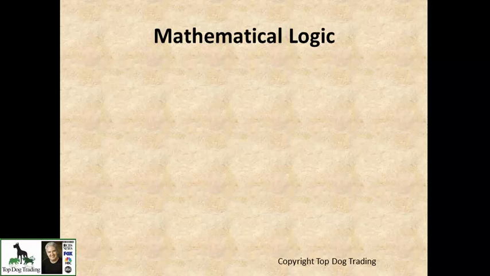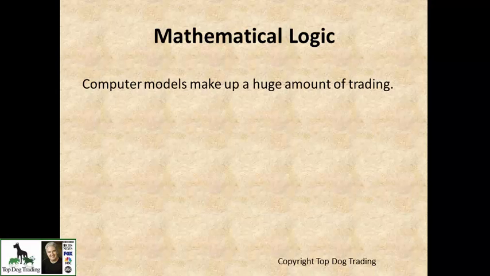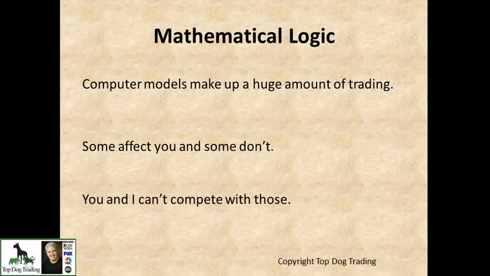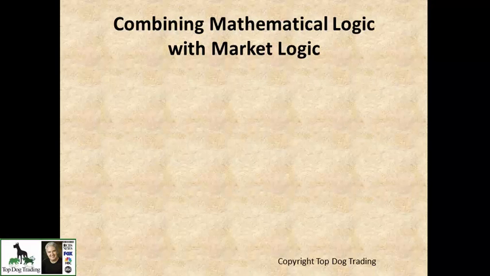So the second part of the logic equation is the mathematical. And you've got to include this too, because over half of the shares on the New York Stock Exchange aren't traded by human beings. The trading decisions are made by computer models. Some of these don't really affect you when you are trading, and you certainly can't compete against them. You and I cannot compete against these. You're not going to get a Forex robot off the internet for $19 that's going to compare with Goldman Sachs or Merrill or Bank of America.